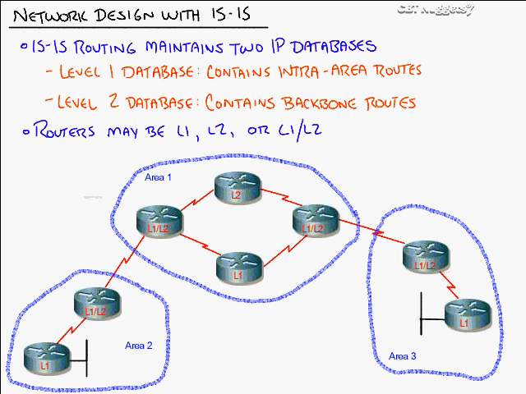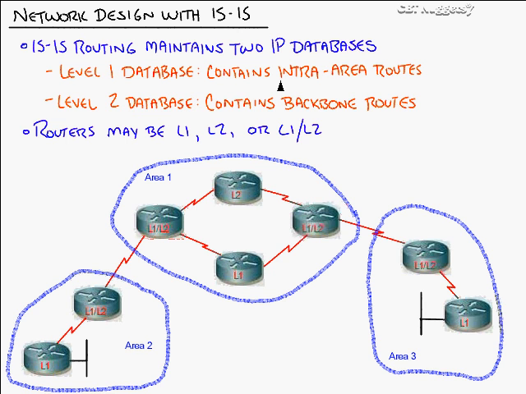The ISIS routing protocol maintains two databases in its routing table. So it really has two different routing tables that it sets up. The level 1 database will contain intra-area routes. And if you think of the level 1 database, and we're comparing it to OSPF, because this is where most people come from when they get into ISIS, you can think of routers that have a level 1 database as just your internal routers.